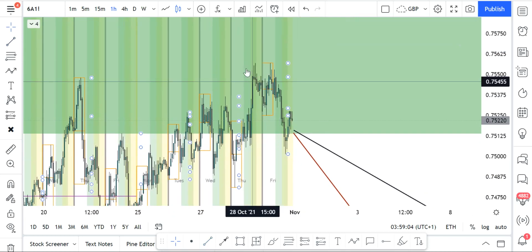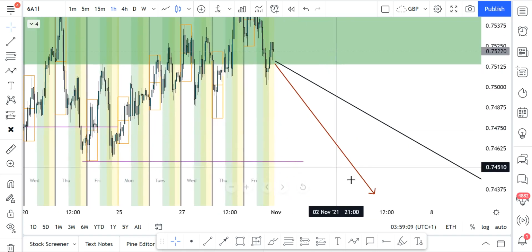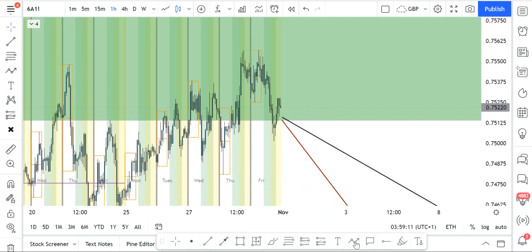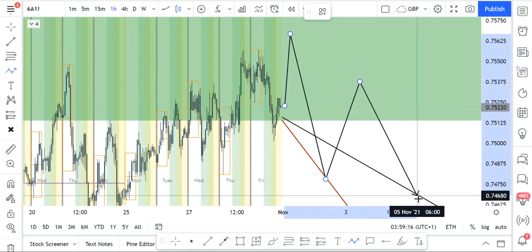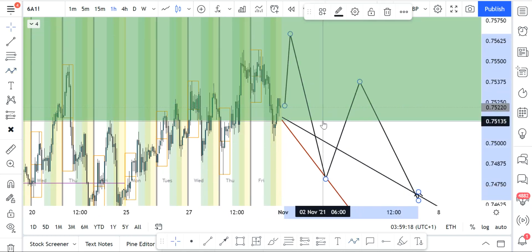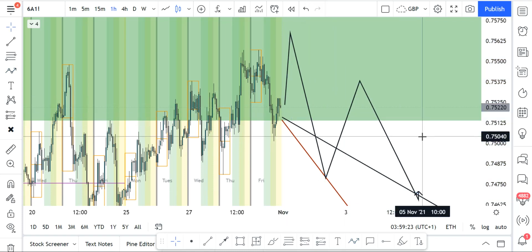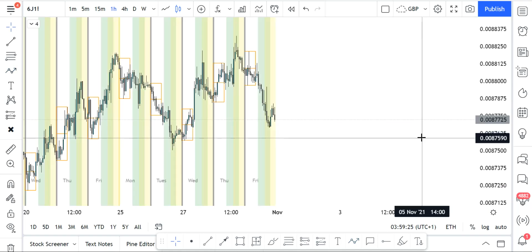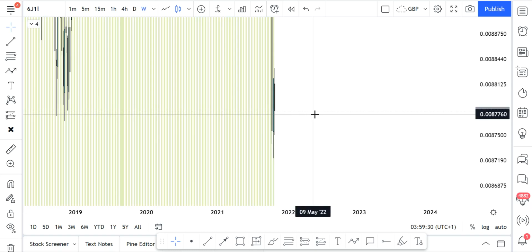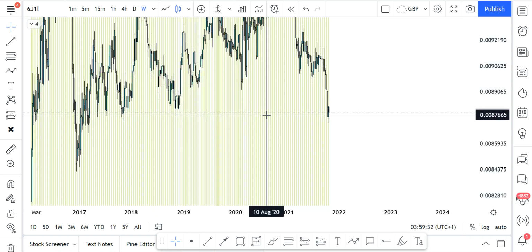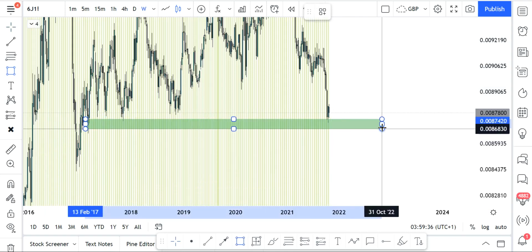So possibly we could grab the first liquidity of the upside before flowing to the downside. So we may expect something like this. Very much possible. Now let's move to the next pair. Now the next pair is JPY. About the JPY, we'll notice that price has seriously been dropping to the downside.